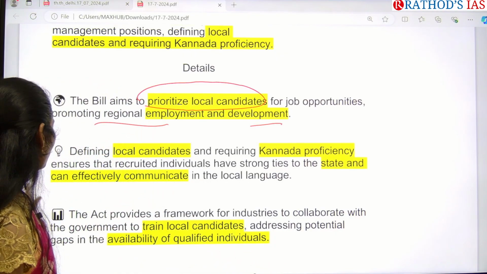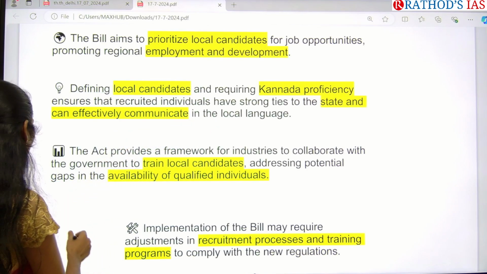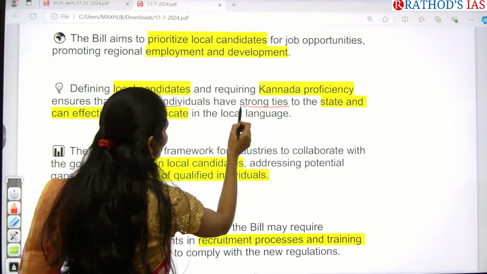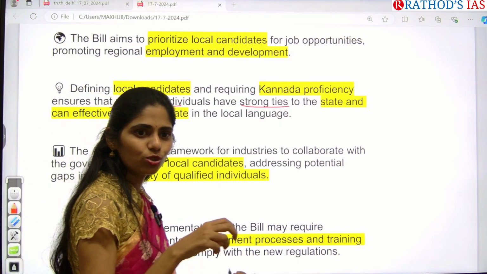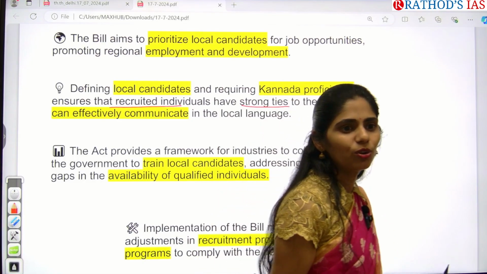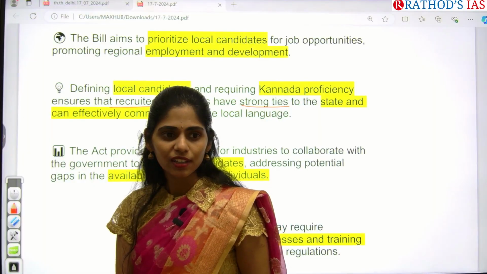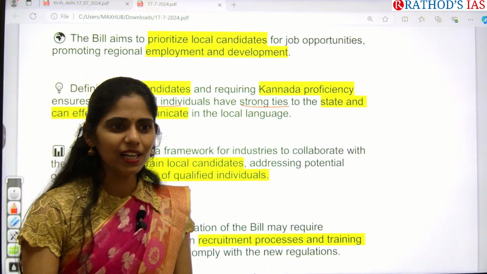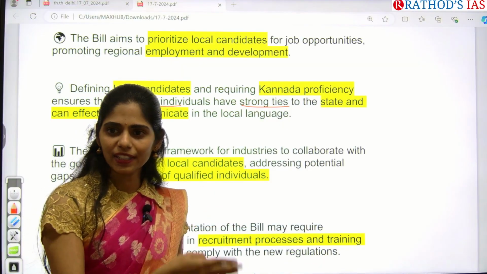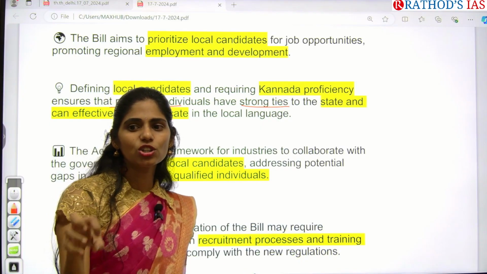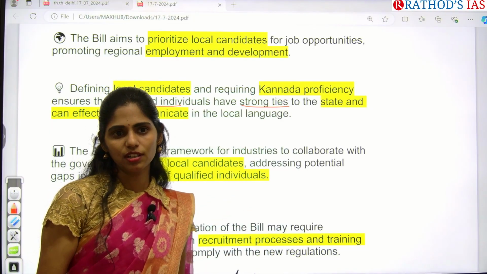Okay, and next one is defining local candidates who require Kannada proficiency. This ensures that recruited candidates have strong ties to the state and can efficiently communicate the issues clearly with the local people. So they can at least try to change the attitude of people. Whenever we change the attitude of people, they will listen to the government and cooperate at the local level, so that we can ensure community participation. For that, these people will play a very important role.